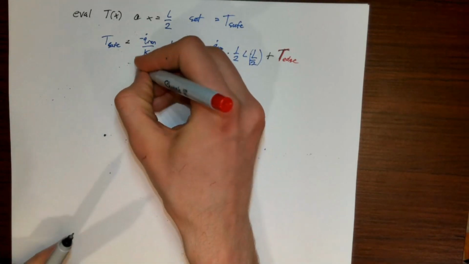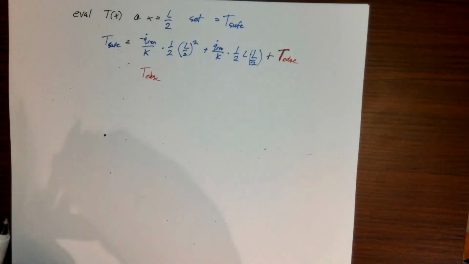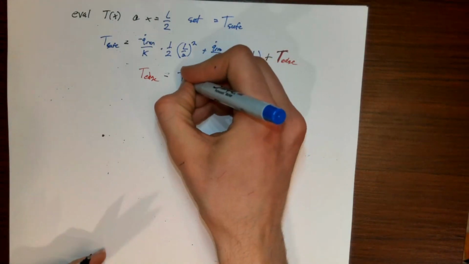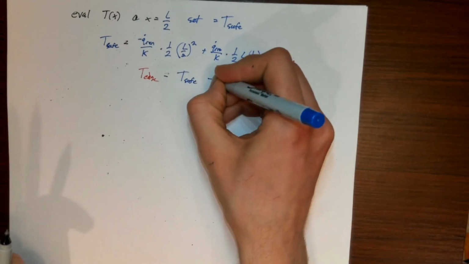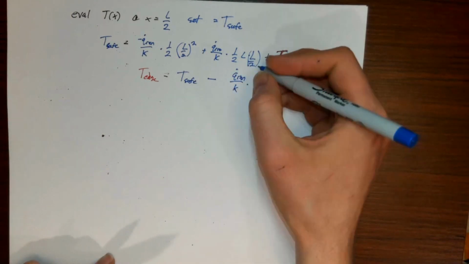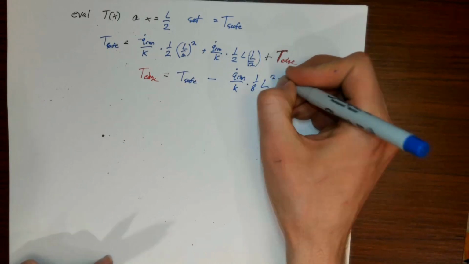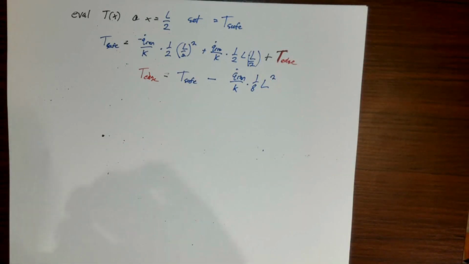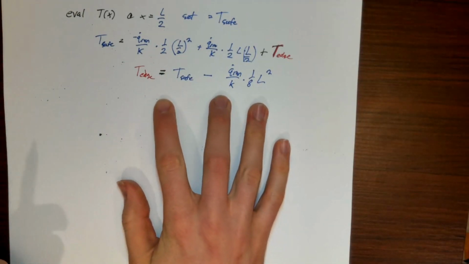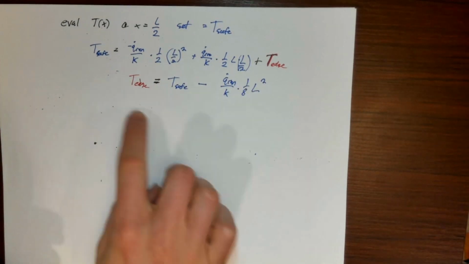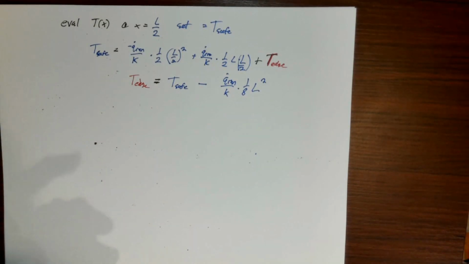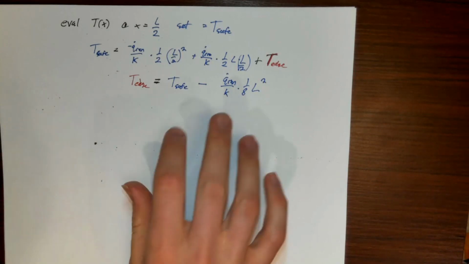So T edge then is equal to T safe minus Q dot reaction over K times 1/8 L squared. Great, we have some result. So we did our algebra to get to our result. Let's now take a little bit of a closer look at this result and look at how it factors in.